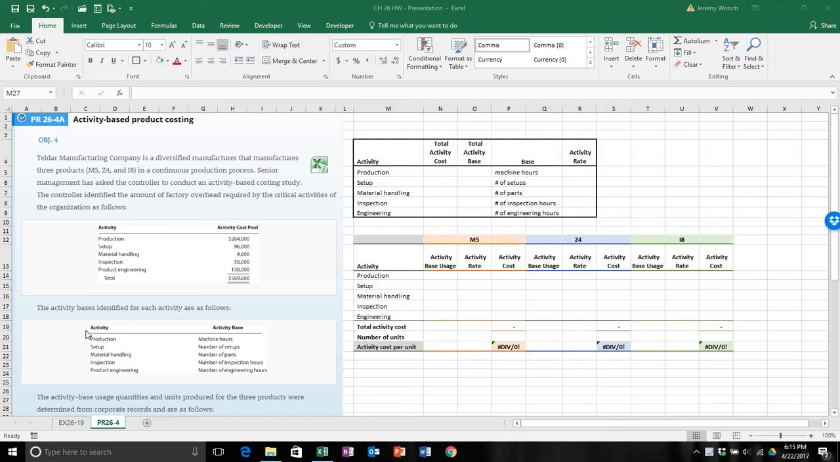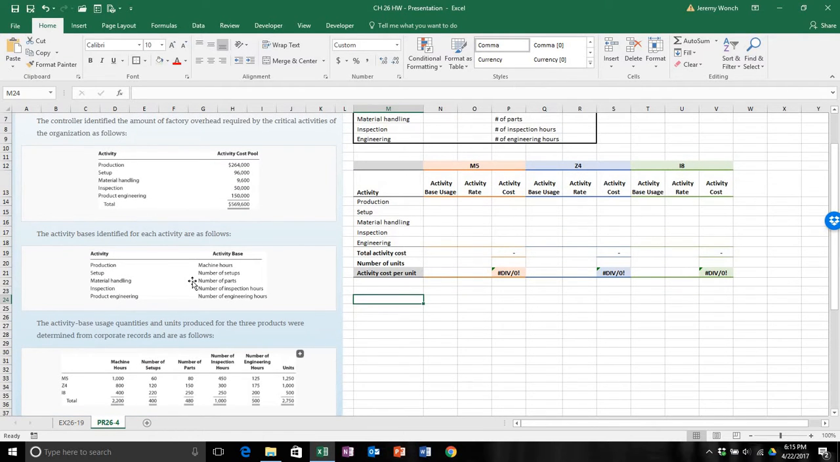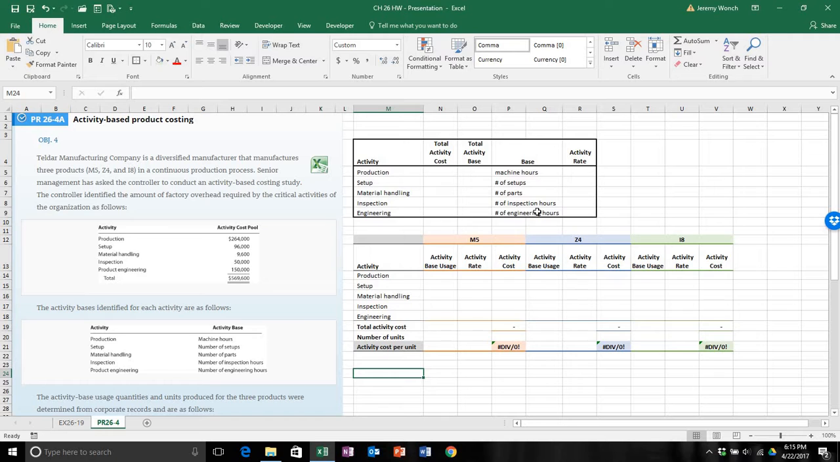For example, on the other problem, the first one was bid requests and it had $200 per bid. This one doesn't; it gives us the total cost, say for production, and then down below it gives us the machine hours for each one of the products. So really most of these problems aren't that much different. It's the same idea throughout. They just tweak it a little bit here and there. So all right, let's jump into this one.